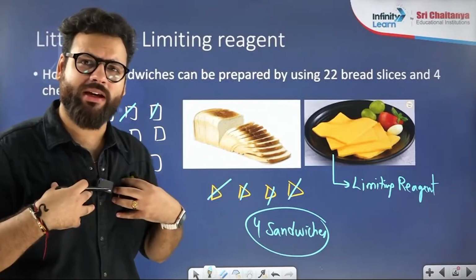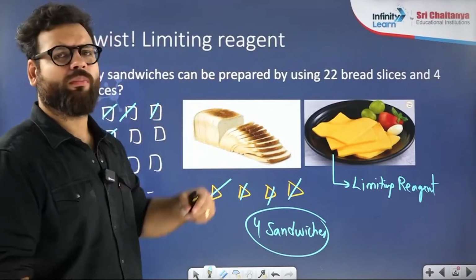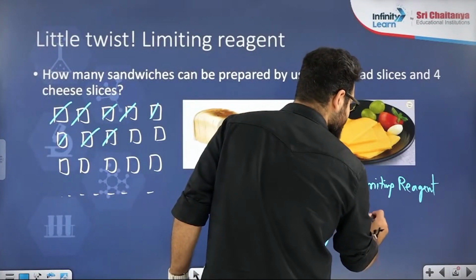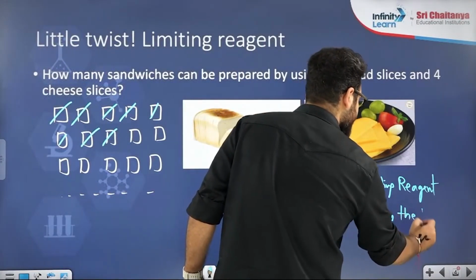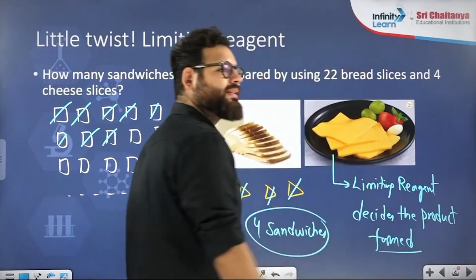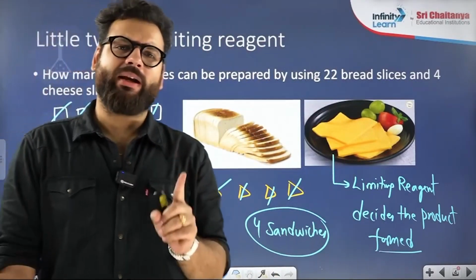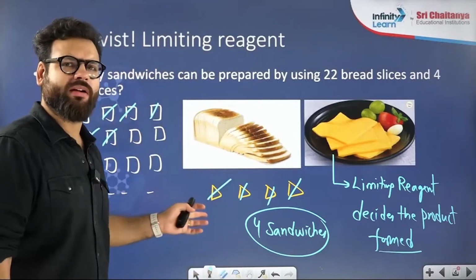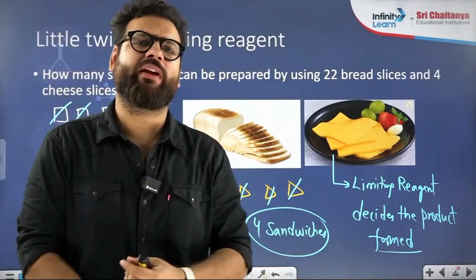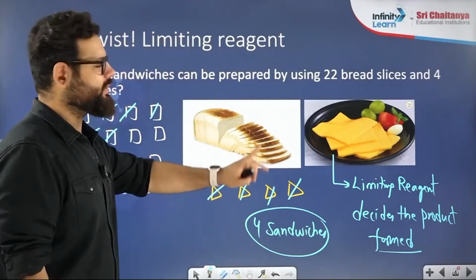Cheese is saying, I will decide how many sandwiches can be made. Bread, you will not decide. Although breads are 22, I can't make 11 sandwiches because cheese is getting finished. So the limiting reagent decides the product formed. It is the limiting reagent which will decide how much product you can obtain. Even if I take 5,000 breads, still 4 sandwiches. Even if I take 10,000 breads, still 4 sandwiches. So this is the case of limiting reagent.